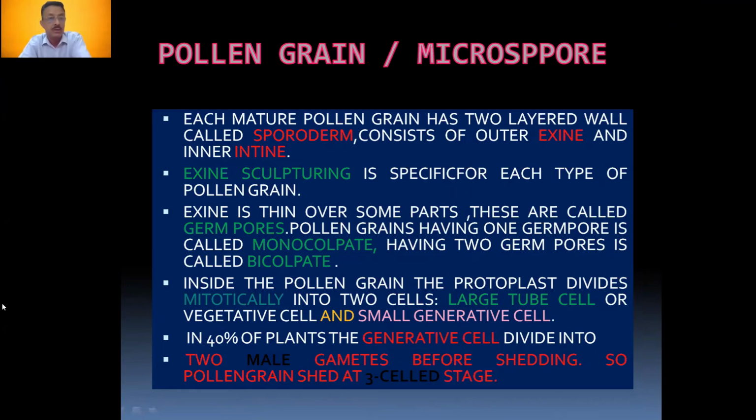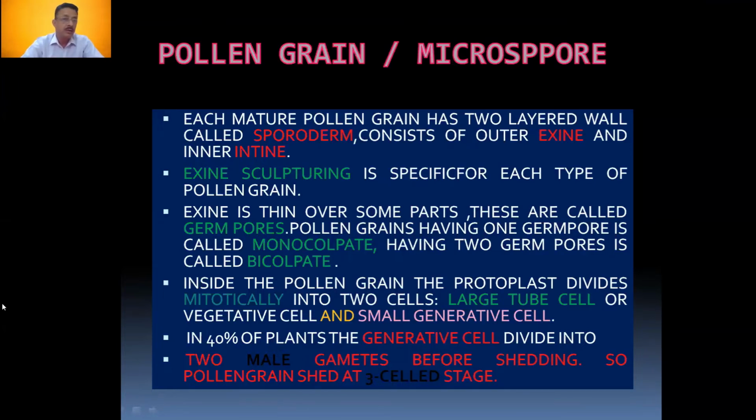If we discuss the structure of a pollen grain, it consists of two walls. The outer, as we have already discussed, is the exine, and the inner wall is called the intine. Collectively, exine plus intine is called the sporoderm. Sporoderm consists of two parts, outer exine and inner intine. Exine sculpturing is specific for each type of pollen grain.